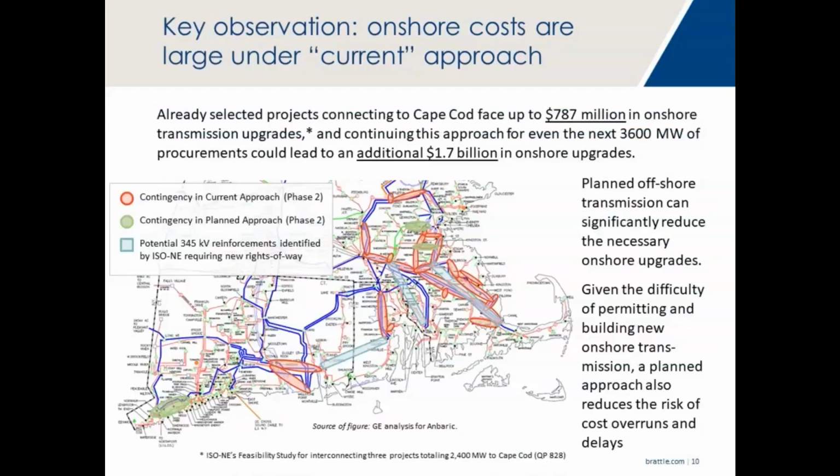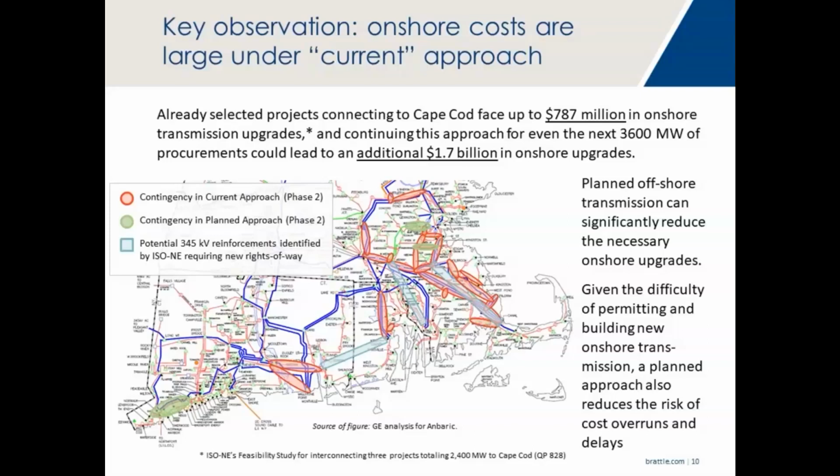This just gives an example of the kind of onshore overloads that you get if you don't plan the offshore grid correctly or optimally. And you can imagine that making these onshore upgrades is not only costly, but permitting them is a real challenge. And there's a real risk that you can't even permit some of these onshore upgrades, or that the onshore upgrades would be delayed considerably due to permitting challenges.